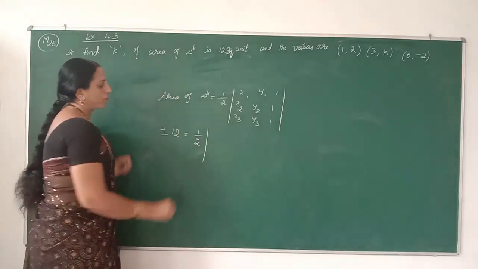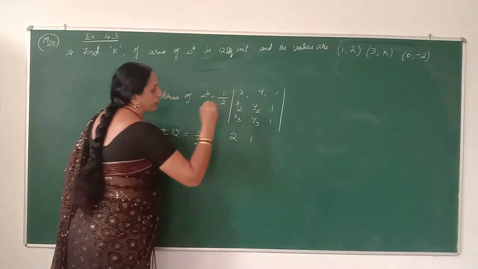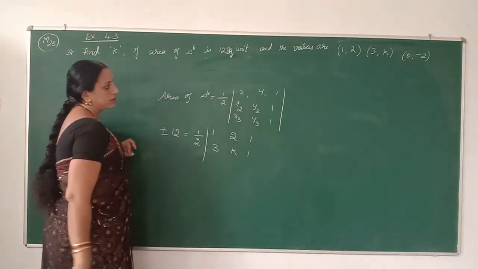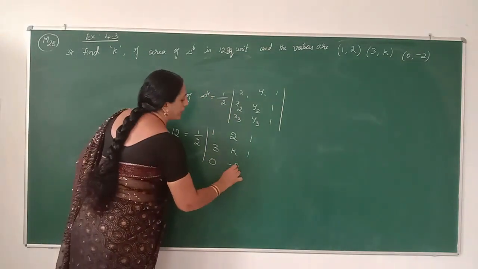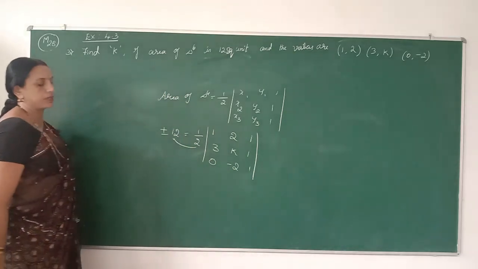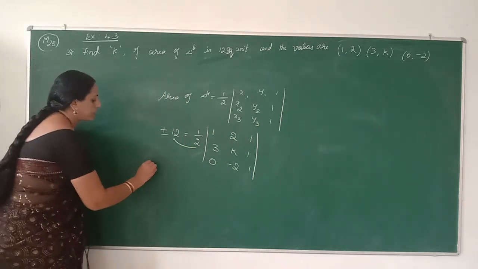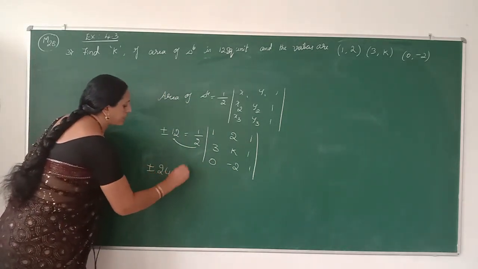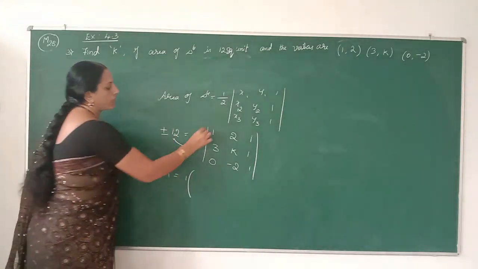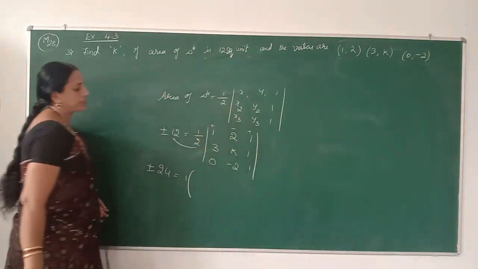Elements are 1, 2, 1. Second row 3, k, 1. Third row 0, -2, 1. Again first, the half gets cross multiplied. 12 into 2 is 24. Plus or minus 24 is equal to, expand by using the alternating signs, plus 1 half.